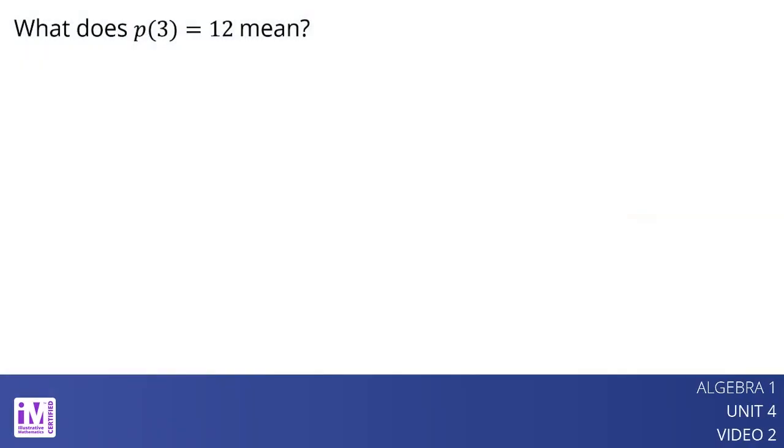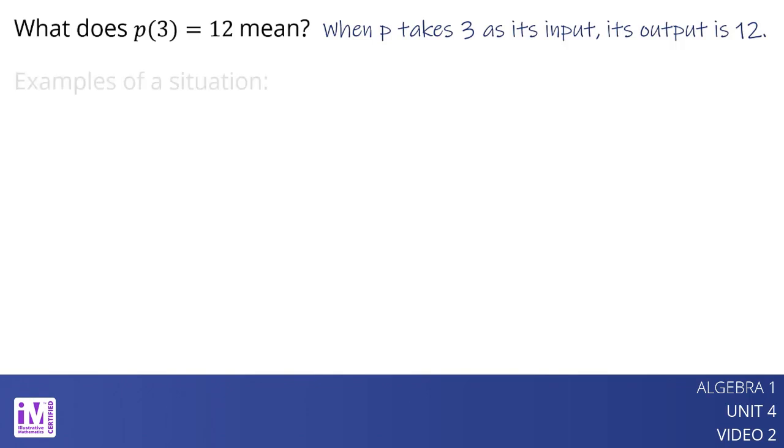What does a statement like p of 3 equals 12 mean? On its own, p of 3 equals 12 only tells us that when p takes 3 as its input, its output is 12. If we know what quantities the input and output represent, however, we can learn much more about the situation that the function represents.